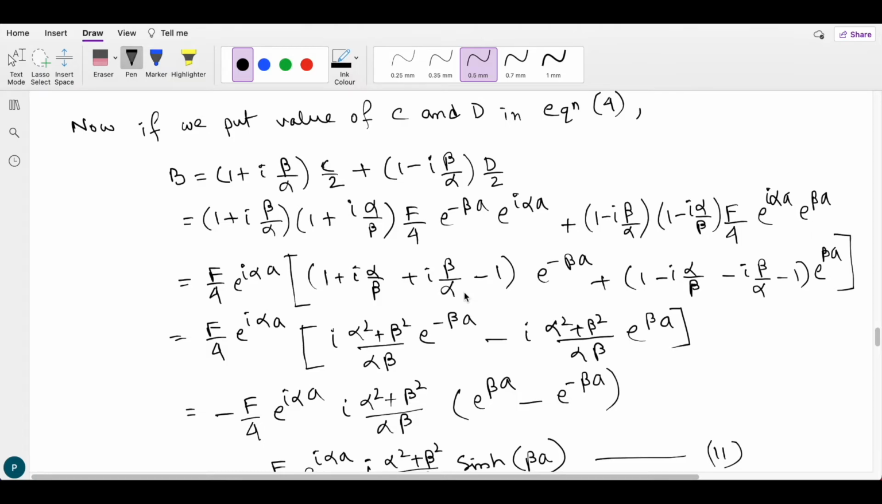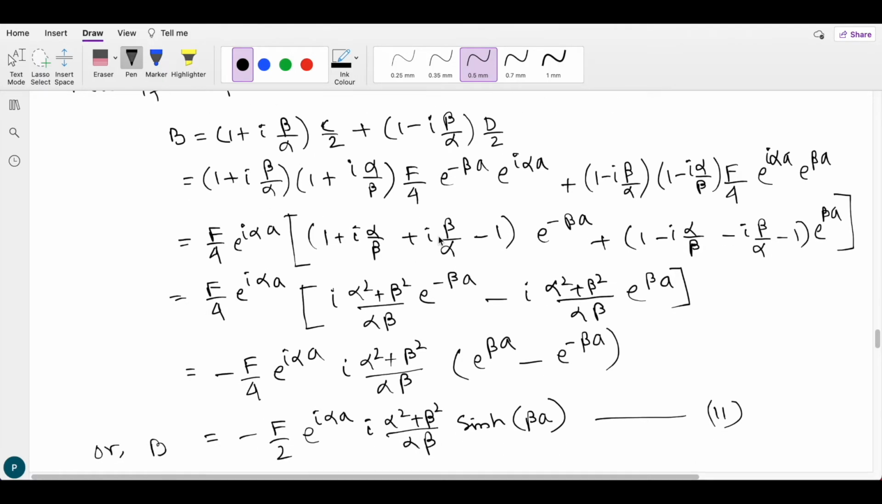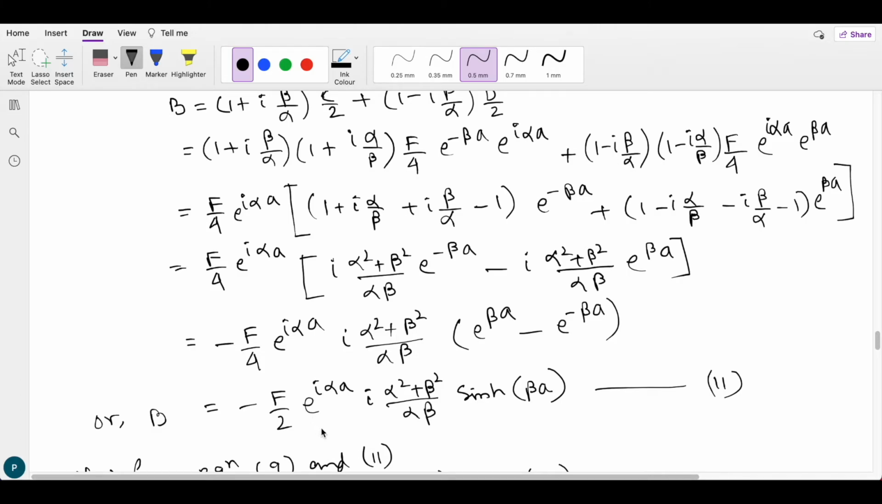Now if we put the values of c and d in equation 4, what is equation 4? This is equation 4. B equals (1 plus i beta by alpha) into C by 2 plus (1 minus i beta by alpha) into D by 2. So put the values of C and D in this equation and do some simplifications. Similarly I have done in the case of A. So you can pause the video and see the steps. It is very clear how I got the expression for B in terms of F, the equation 11.